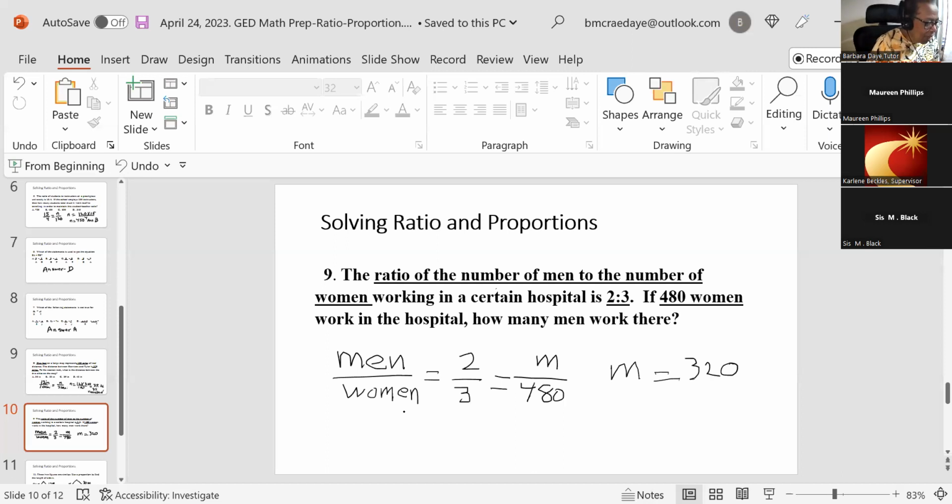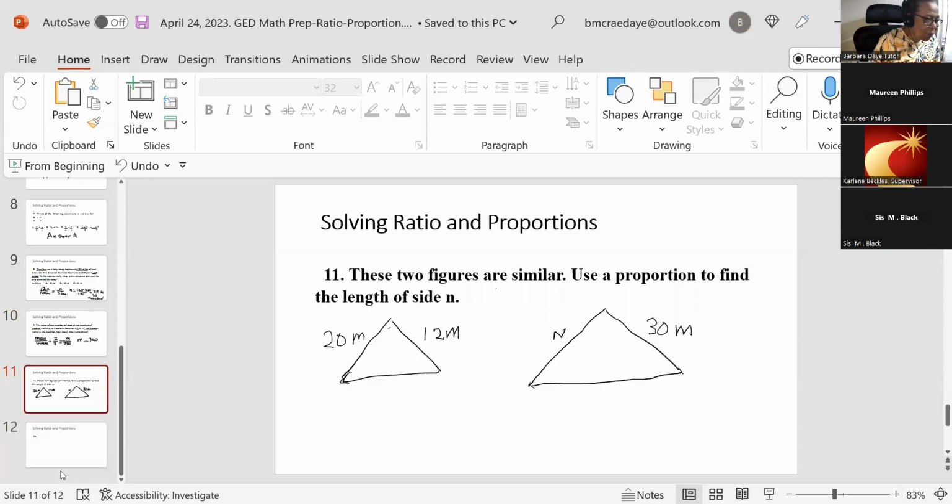Okay, so I think we've got maybe one or two more. Here we've got some similar figures, both triangles. These two figures are familiar. They call them similar triangles, and they are in proportion to each other. So I want you to set this up. Tell me what is the length of side N.